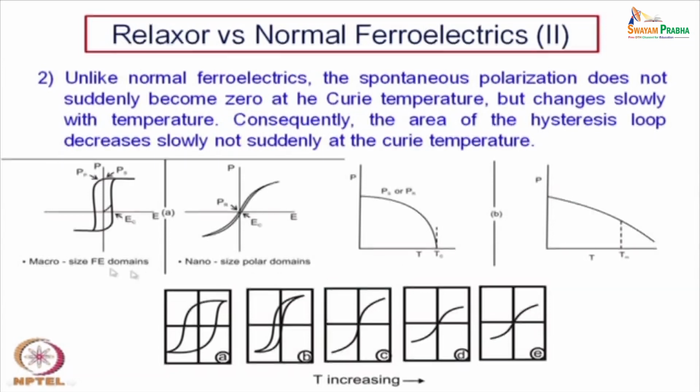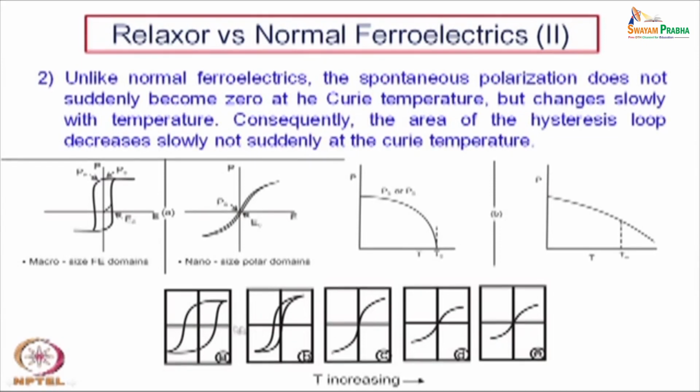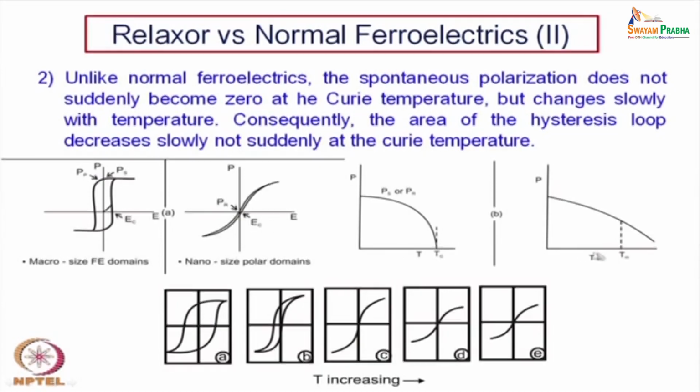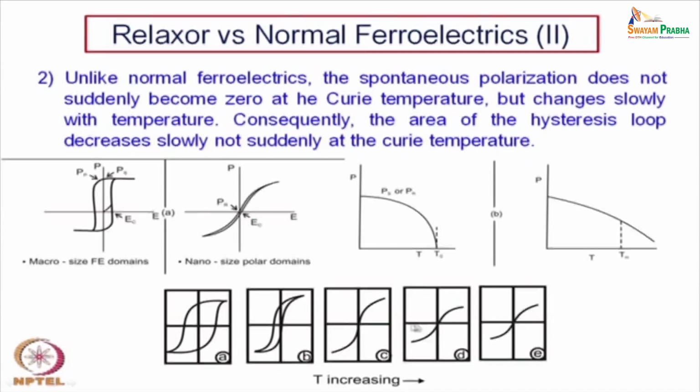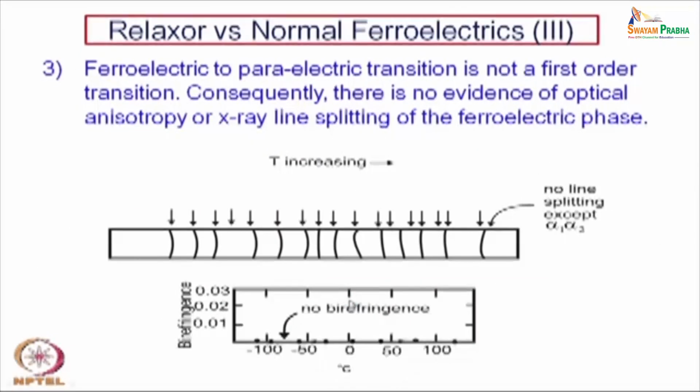Consequent to this, you have a slow change in the hysteresis loop. As such, of course, this is a much more magnified view of the situation. Away from the Curie temperature, or the transition temperature, you have a much broader peak, and slowly it changes to almost a line-like, non-linear behavior. So, this is a much slower change compared to the normal ferroelectric. This is the second characteristic.